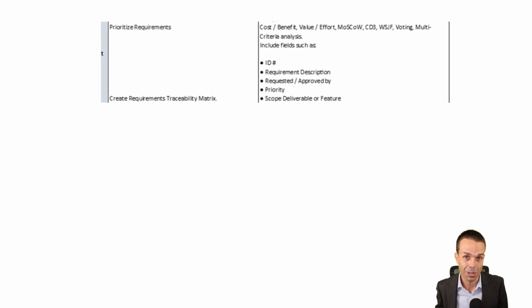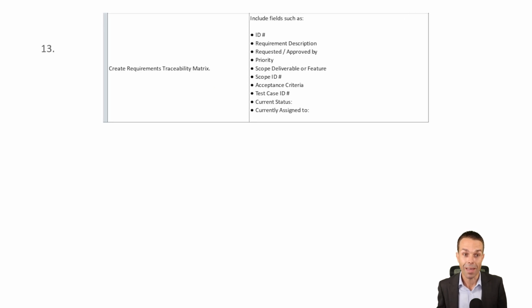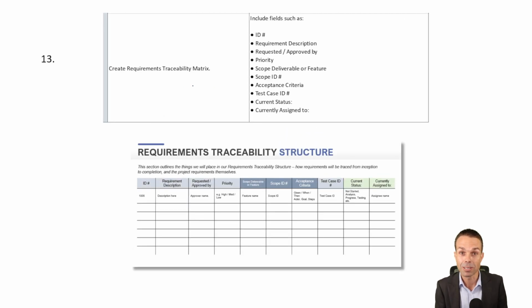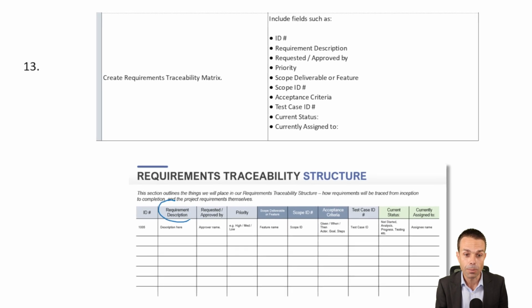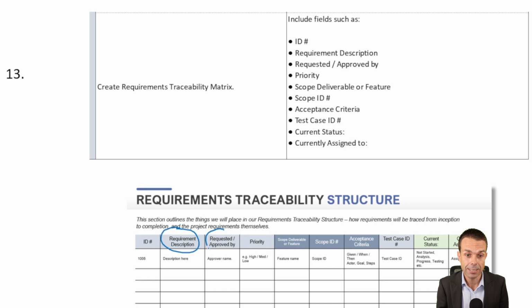Now, once we've got that, we want to create the requirements traceability matrix. And we do that because we need to track the requirement and who requested it, its priority, and then what scope or deliverable is actually meeting that requirement. And then once we've delivered that scope or deliverable, then what's the test case?